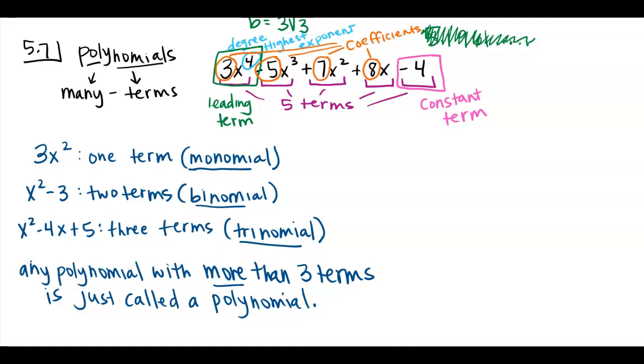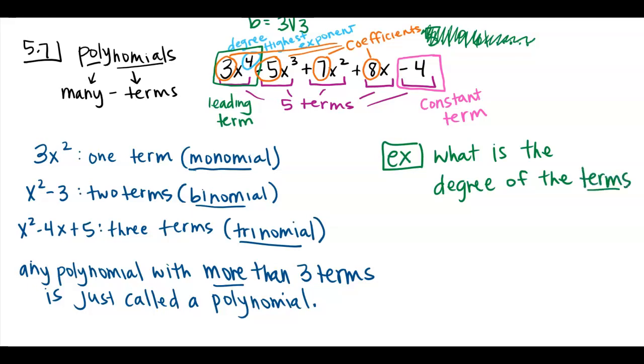Okay. Also, let me do some examples over here. If I asked you, what is the degree of the terms? Sometimes it'll ask what's the degree of the terms, and sometimes it'll ask what's the degree of the polynomial. Like this 4 up here on the example I gave you above was the degree of that polynomial because it's the highest exponent, right?